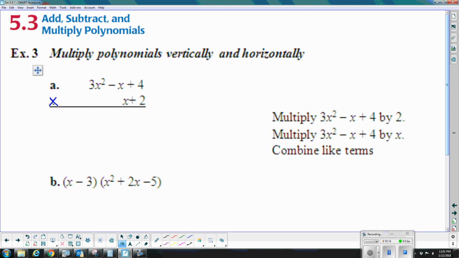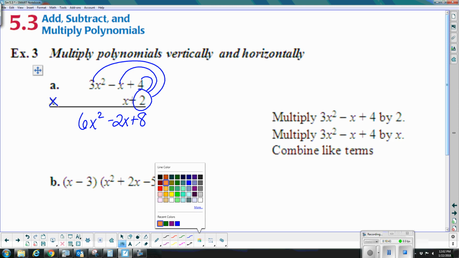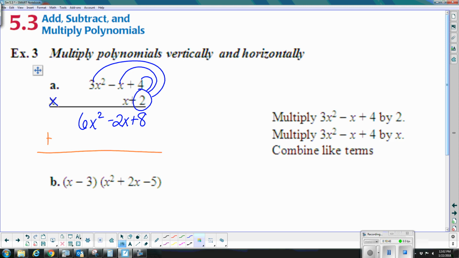All right, so when you multiply, you're going to multiply this 2 by each of these terms, by 4, by negative x, and by 3x squared. So 2 times 4 is 8, 2 times negative x is negative 2x, and 2 times 3x squared is 6x squared. And then you're going to add all of the products of x.